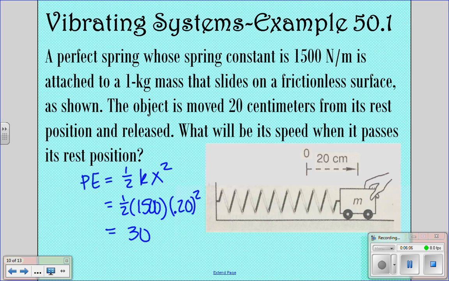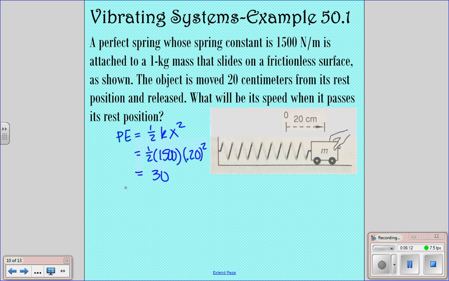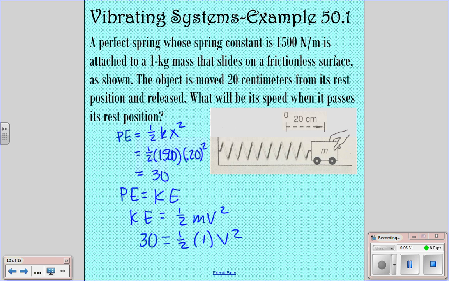So whenever the mass passes the rest position, all of the potential energy is going to be converted to kinetic energy. So your potential energy is going to equal your kinetic energy. And our kinetic energy formula is 1/2 mv squared. So we know that that's going to be 30. Then we have 1/2. Our mass is 1, and then we're looking for our velocity. So our velocity squared is going to be 60.